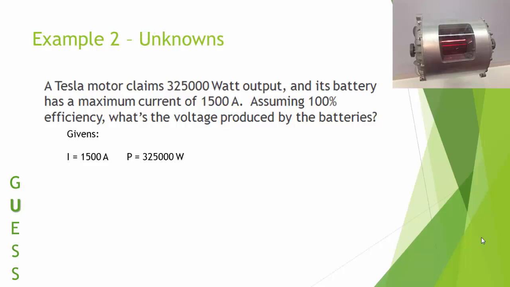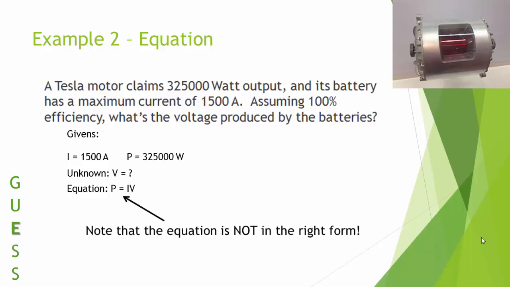Our unknown, the thing we're being asked for, is the voltage or the potential. Well, the symbol for potential is V, so we write V equals question mark. Our equation needs to contain those three letters. Well, P equals IV. It also needs to be in the right form. Is it in the right form? Well, it's in the right form when V is on its own, right? Uh-oh, it's not.